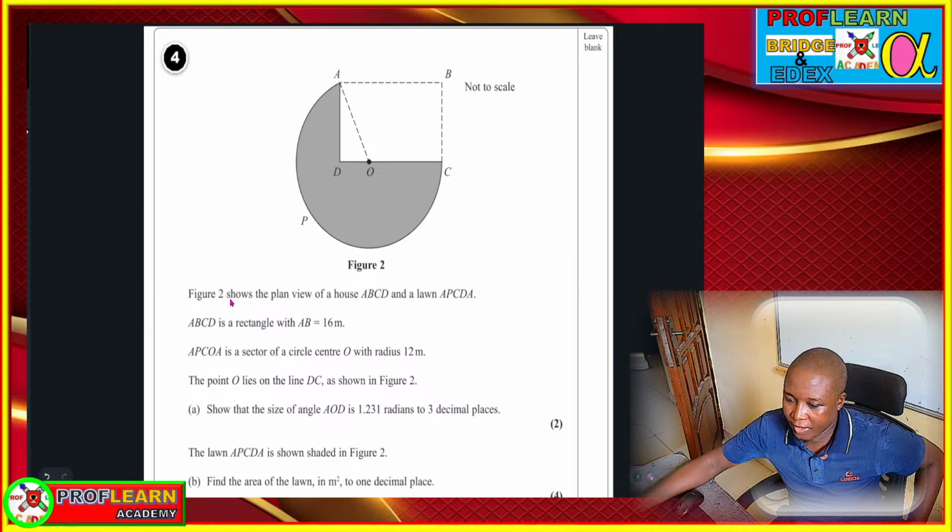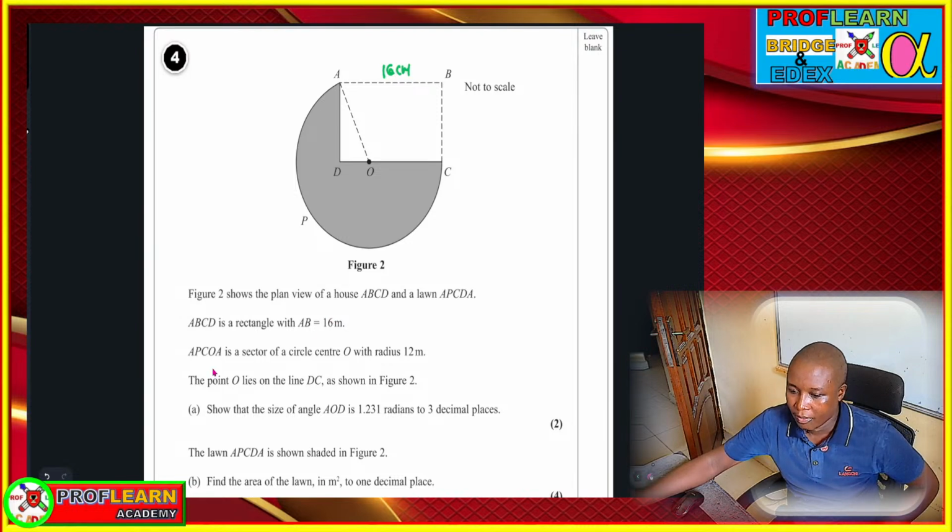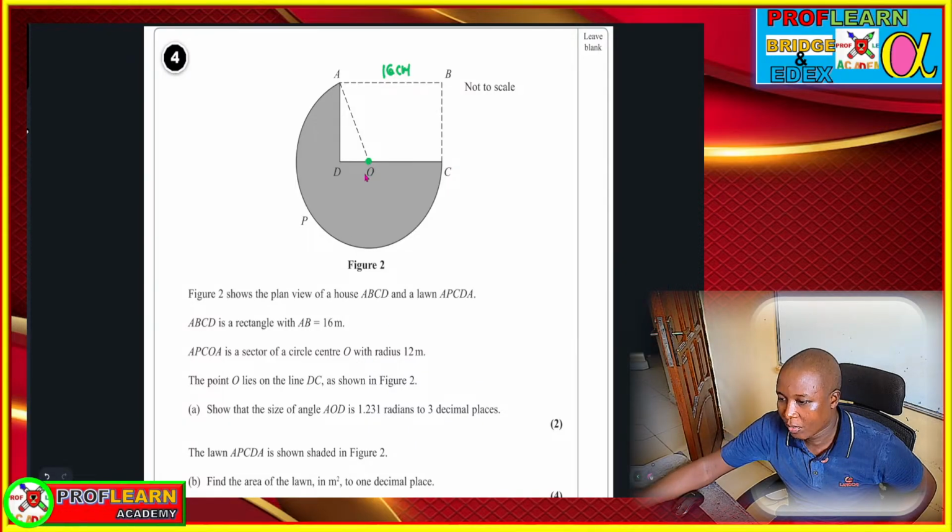And we are told that the figure shows a plan view of a house ABCD and a lawn APCDA. And then we are told that ABCD is a rectangle, AB is 16 centimeters. APCOA is a sector of a circle, center O and radius 12. So we have a center O and a radius of 12, which means this distance OA is 12.